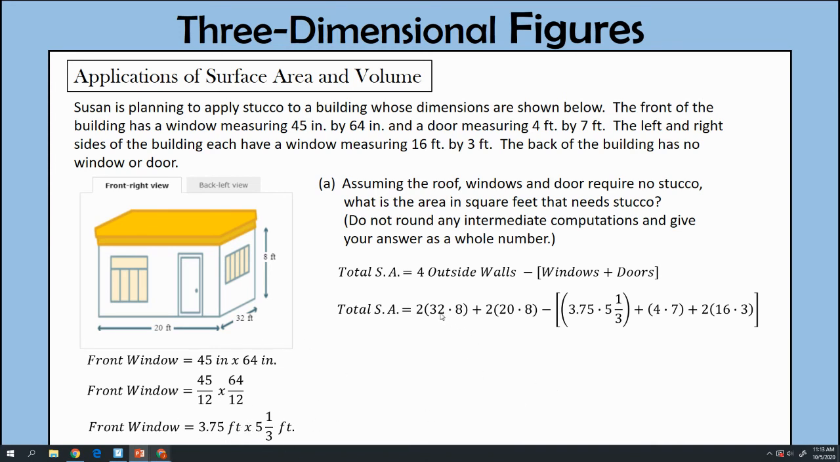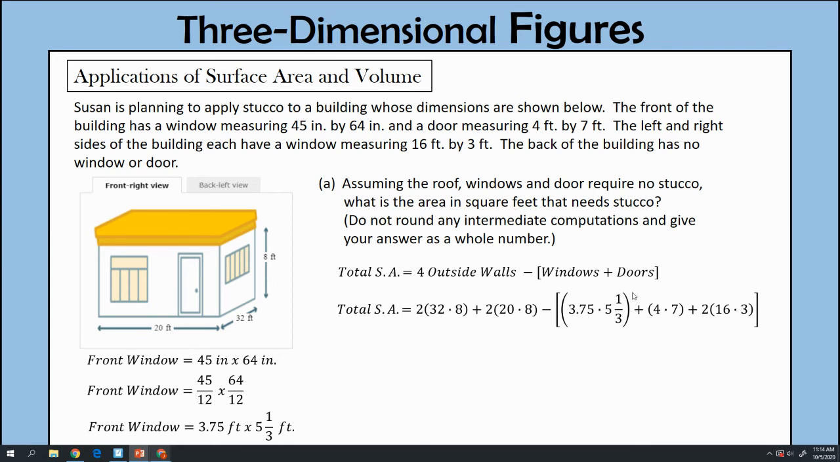Now, if I go back up here, I start to look at my total surface area. So I did 32 times 8, that's the area of this side, and I doubled it because the other side's just like it. I did 20 times 8, which is the front, and I doubled it because the back is just like it. So these calculations give me the surface area of the 4 outside walls.